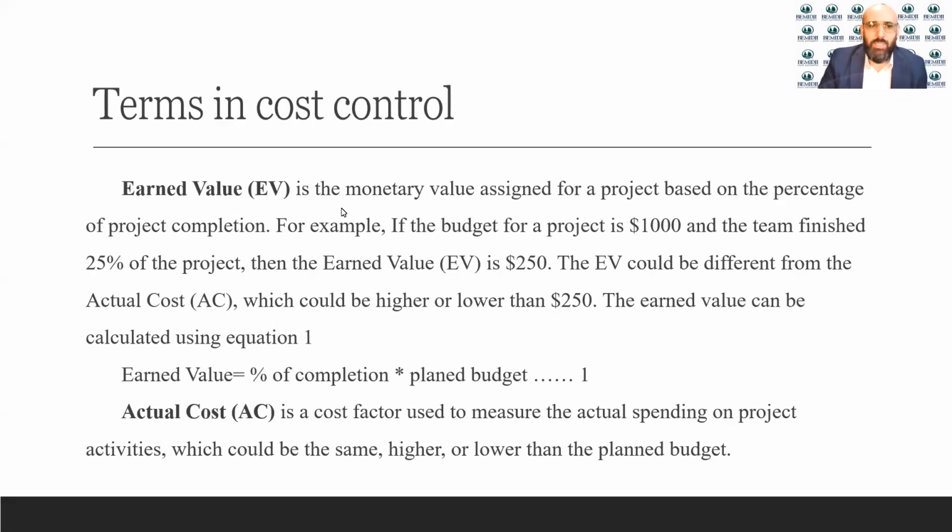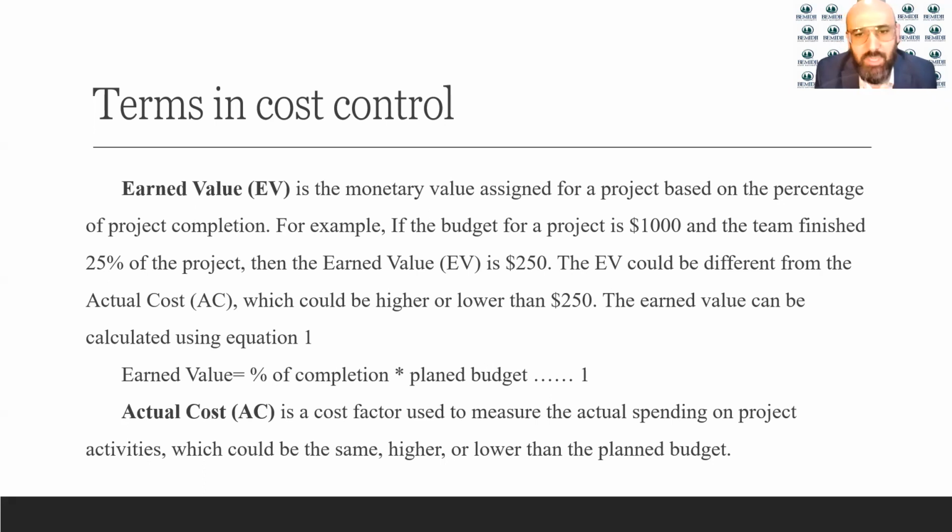All right. Before we get started with any example, we have to go over some terms that are important. You should be familiar with these terms, because without getting familiar with these concepts, you will not be able to do the monitoring phase for any project. So the first concept that we need to talk about is the earned value. The earned value is the money value assigned for a project based on the percentage of project completion. This is important because we need to complete a project and we need to find out, based on the percentage of that completion, what would be the earned value.